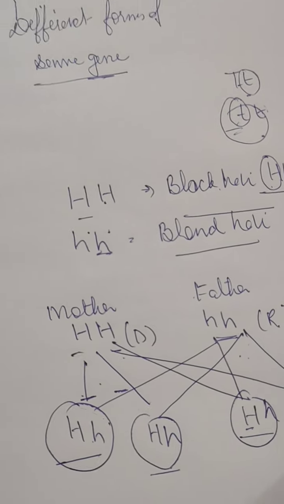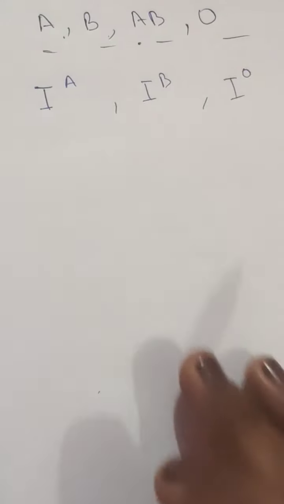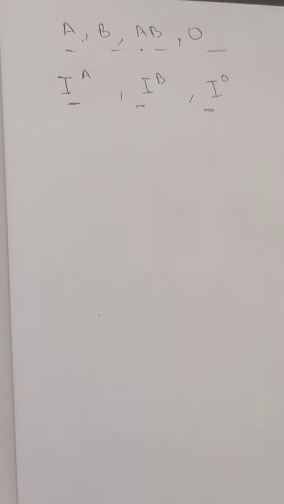Okay, so again, let's read this in the case of blood groups. We have A blood group, B blood group, AB blood group and O blood group. They have alleles: A is represented by IA, B by IB, and O by IO, and AB can be a mixture of both A and B. Here, IA and IB are dominant and IO is a recessive gene.